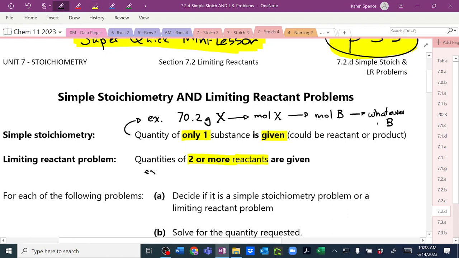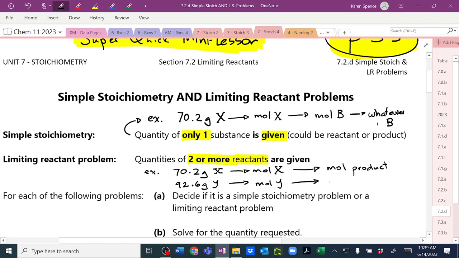So, for example, you might be given 70.2 grams of X, and you might be given 92.6 grams of Y. Those are your two reactants. In both cases, you'll find the moles. And then you will find the moles of product. If you have a choice of product, you can pick whichever one you want.